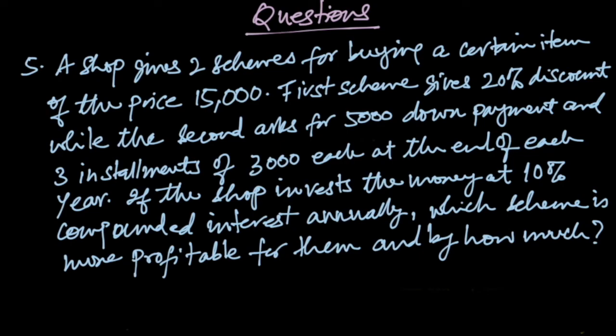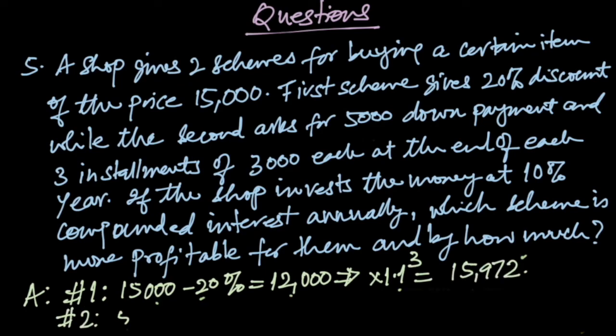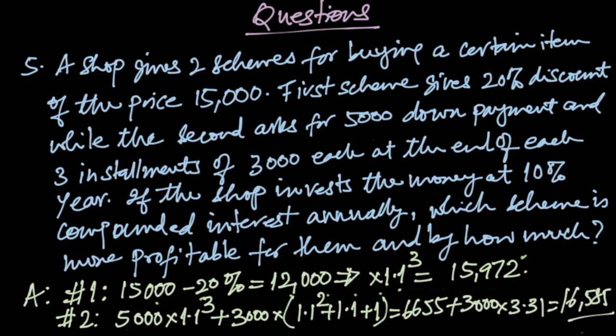so let's first calculate how much the shop earns with first scheme. So 20% discount, and on this amount it will earn 10% as compound interest for 3 years. Now in the second scheme, the down payment will earn compound interest of 10% for 3 years, then 3 installments of 3000 each. So the second installment will earn compound interest for only 2 years, then only 1 year, and then no interest for the last installment. So the total amount is going to be, which means that the second scheme is more profitable for the shop.